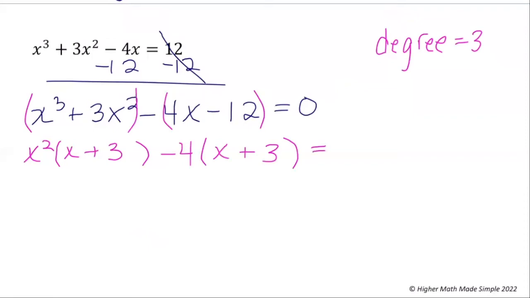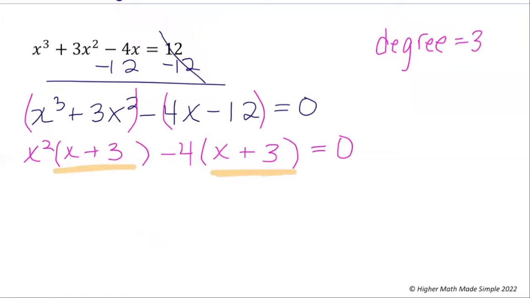So how did I know to take out a -4 and not a +4? Well, you can try it. If you were to take out a +4, you would end up with -x minus 3. Now that wouldn't have worked because we want matching expressions. So we know that this is correct because we wanted the x plus 3's to match.